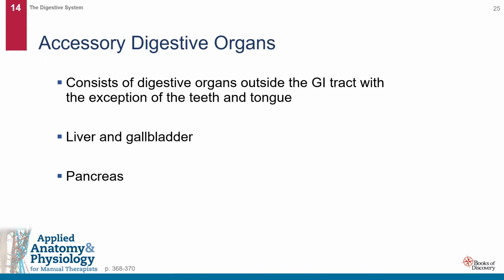Now let's take a look at the accessory digestive organs. With the exception of the teeth and the tongue, the accessory digestive organs are glands located outside the GI tract that supply the tract with important chemicals and enzymes that aid in the digestive process. In addition to the salivary glands already discussed, the accessory organs include the liver, the gallbladder, and the pancreas.